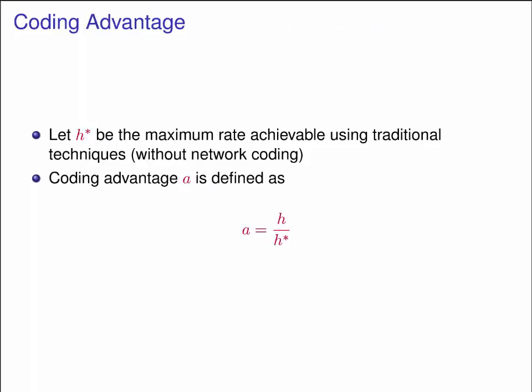So formally, the coding advantage is defined as h over h star, where h is the maximum achievable rate using any technique, including network coding, and h star is the maximum achievable rate using just traditional techniques such as routing or duplication of packets, that is, the rate achievable without using network coding. So h over h star will describe how much advantage we gain by using network coding techniques.